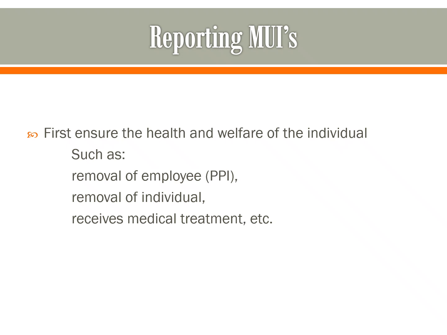Now we are done with the categories. But before you write the report, your first priority is to ensure the health and welfare of the individual. If the incident involves a staff member who is alleged to be involved in physical or sexual abuse, the staff member must be removed from all contact with any and all individuals. If the incident is between two peers, you may need to separate them. If there's a medical emergency or injury, ensure immediate medical treatment is received, like going to the ER.